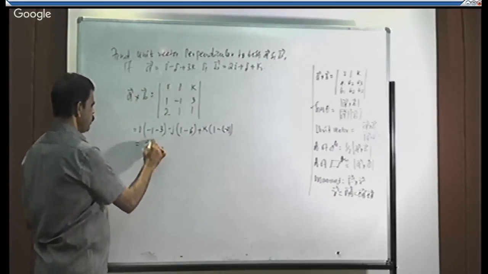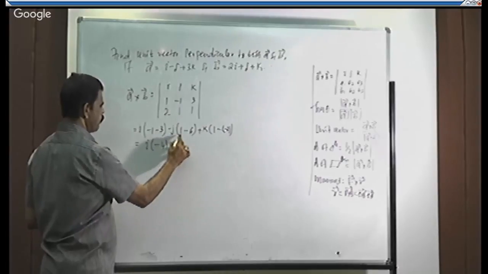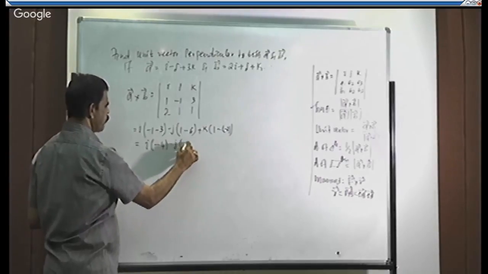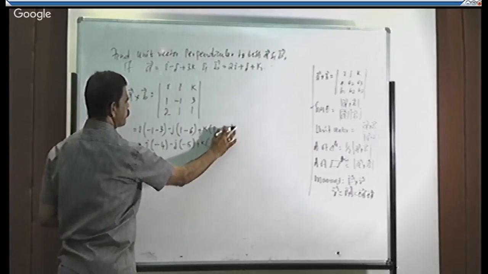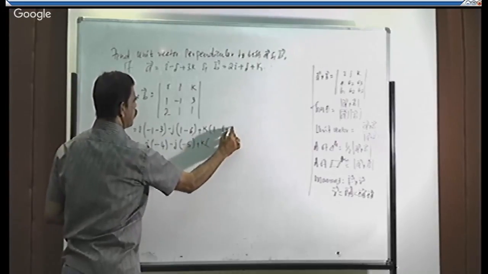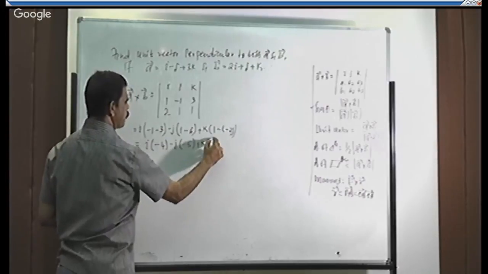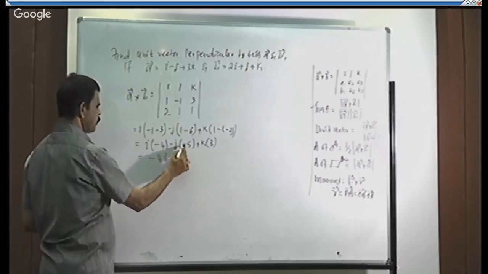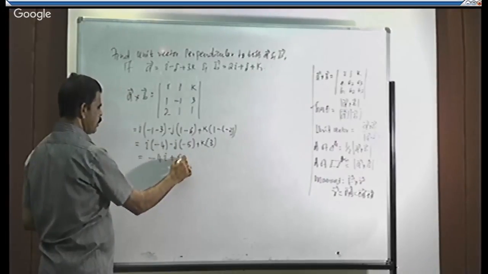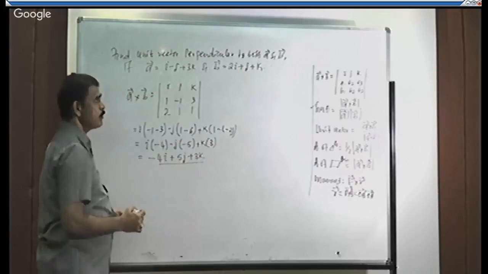That is i into minus 1 minus 3, minus 4, minus j into 1 minus 6, minus 5, plus k into minus plus. Minus into minus plus 1 plus 2 is 3. That is equal to minus 4i, minus into minus plus 5j, plus 3k. This is what A cross B.